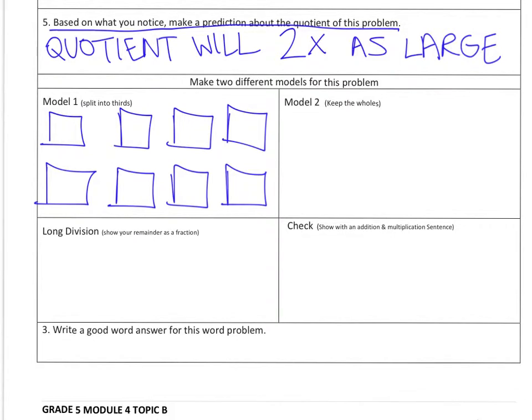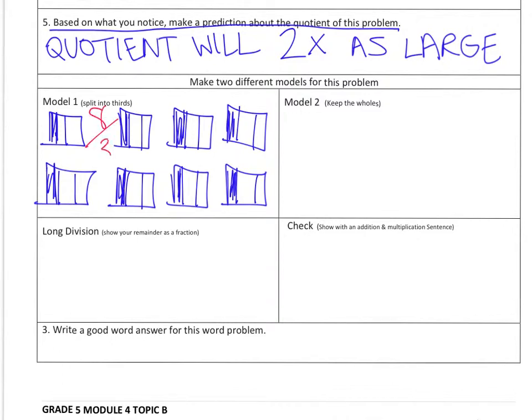Alright, so there are my 8 kilograms. And I'm dividing by 3, so I'm going to chop all of these into 3 parts. And then I'm going to just color 1 part from each. So how many thirds is that? 8 thirds, because 8 divided by 3 is 8 thirds. Let's check out another way of modeling it.